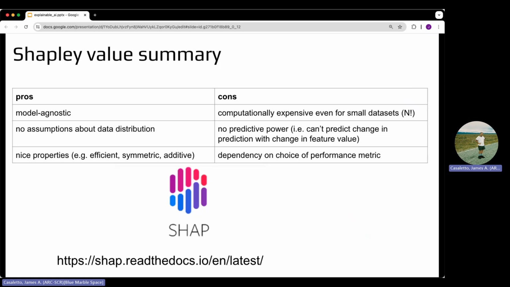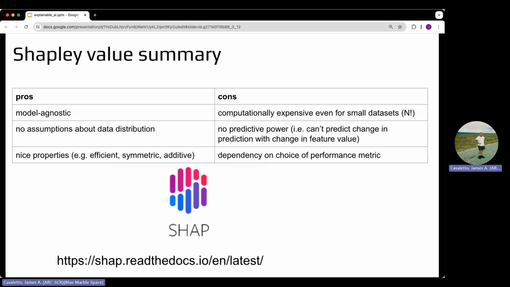So n doesn't need to be very large before n factorial becomes very large. So it's computationally expensive. That's one con. Another con is it doesn't have any predictive power. In other words, it doesn't predict change in prediction when you change a feature value. It just gives you one value, and that's its feature importance.